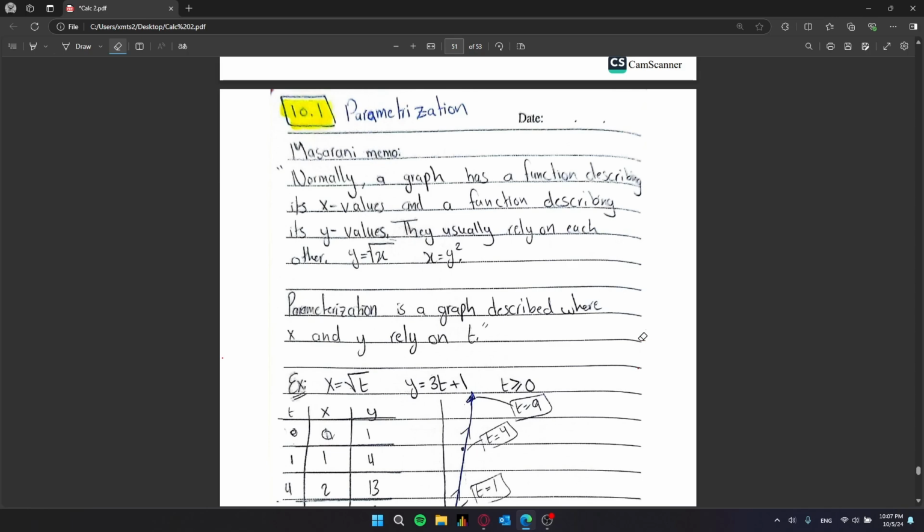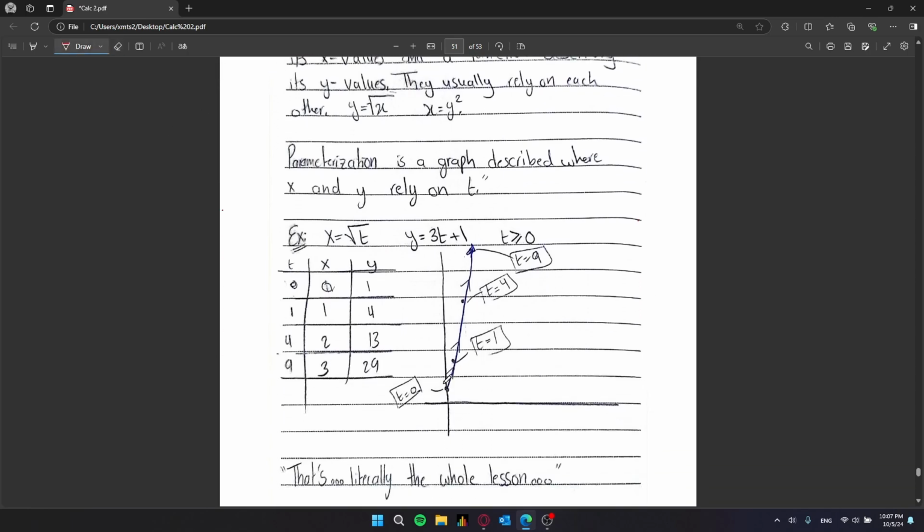Let's graph that so that it makes sense. So this graph is just another normal graph, but if you want to express it as a function, you're expressing the x value as a function of t, and the y value as a function of t. That's genuinely the whole lesson. This is not a joke. That's genuinely the entire lesson. 10.1 is just you playing around with formulas to get something that you can graph in terms of t. That's it.